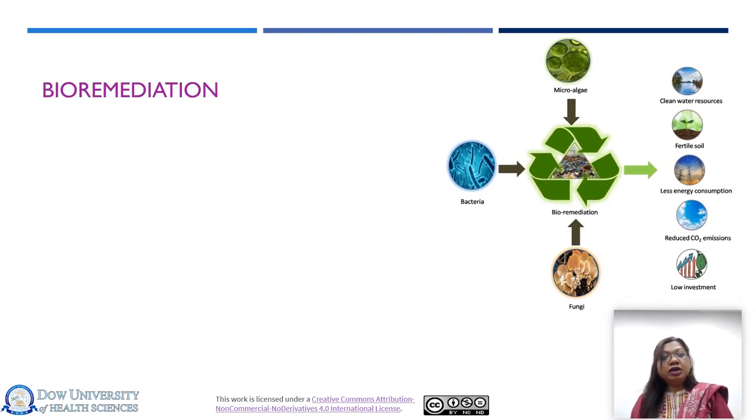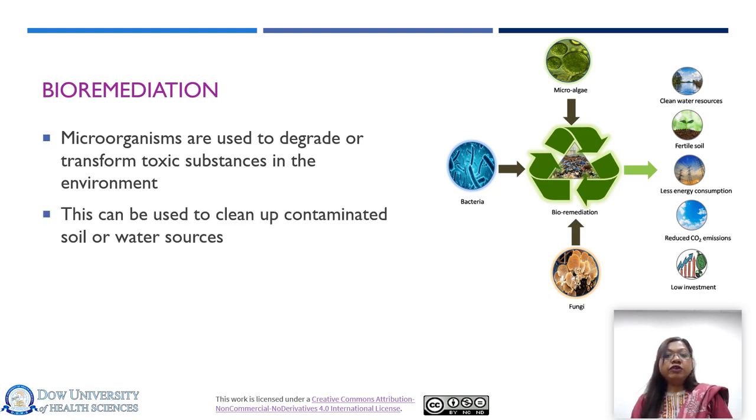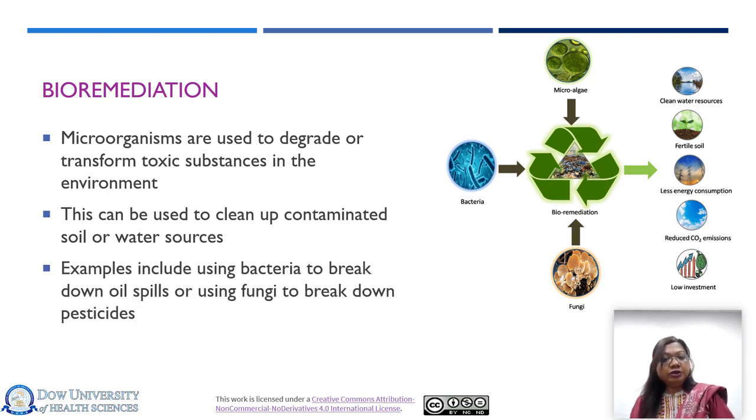The most important part of environmental biotechnology is bioremediation. Bioremediation is the use of biological processes to remove or degrade environmental pollutants such as oil spills, pesticides and heavy metals. This process involves the use of microorganisms such as bacteria, fungi and algae to transform toxic substances into less harmful or non-toxic forms. For example, bacteria can break down oil spills or fungi can be used to break down pesticides.